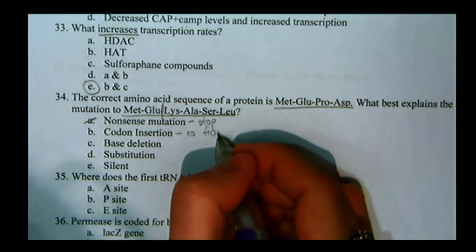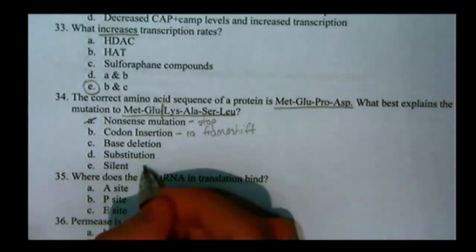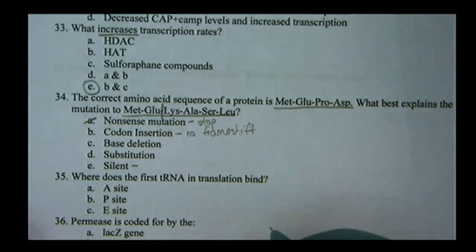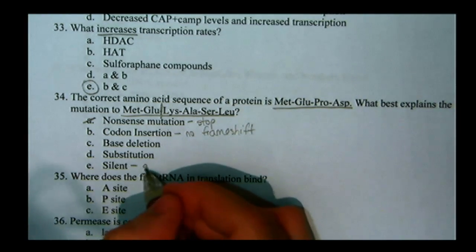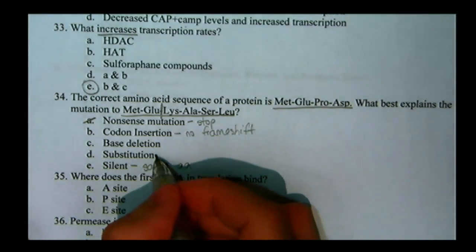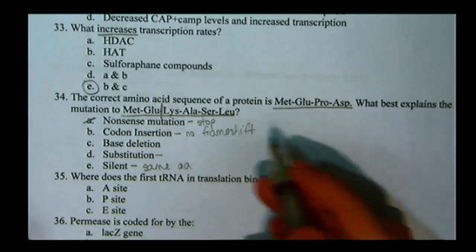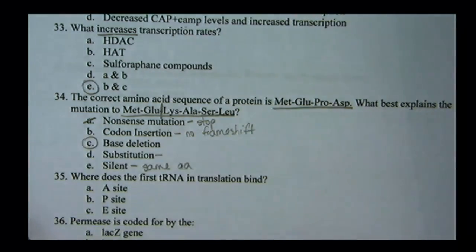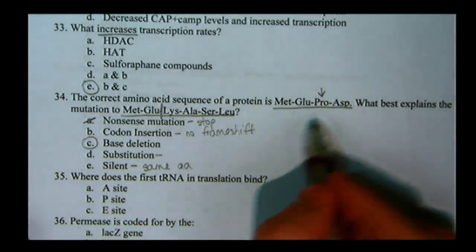Okay, and I'll skip down here. Silent mutation, you wouldn't be able to tell, so definitely that's not what happened. You would end up getting the same amino acid if you had a silent mutation. A substitution, again, wouldn't result in a whole frame shift and change all of the preceding amino acids. So your answer here is base deletion. You delete that one base that codes for proline. It shifts everything over, so now your entire frame is reading the wrong thing.